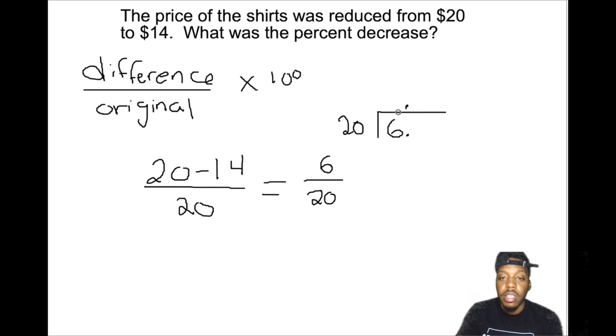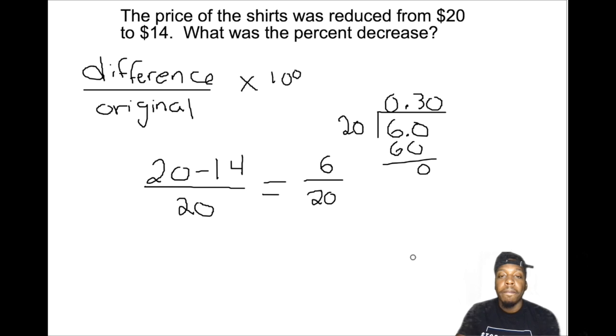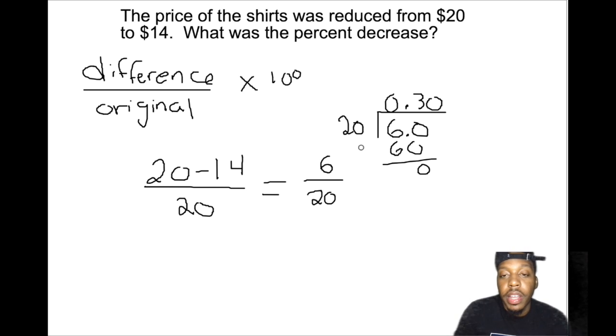So how many times does 20 go into 6? 0 times. So I'll put an imaginary 0. How many times does 20 go into 60? 3 times. All right, so that gives me 60, and that's going to give me 0. Boom. All right, so the answer would be 0.3 or 0.30.